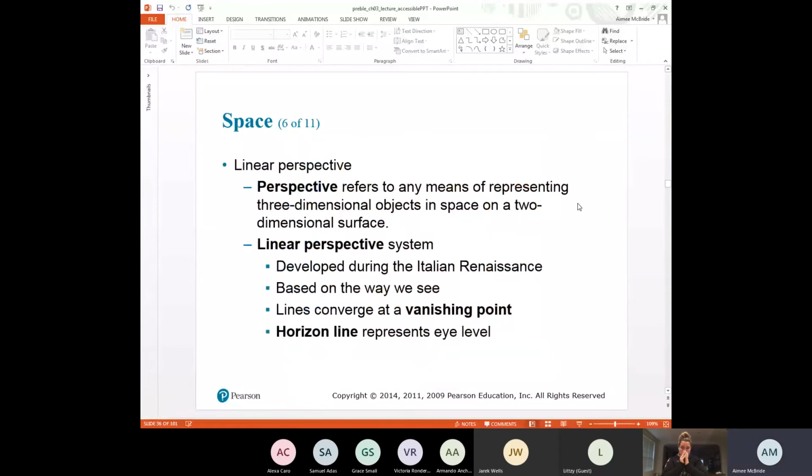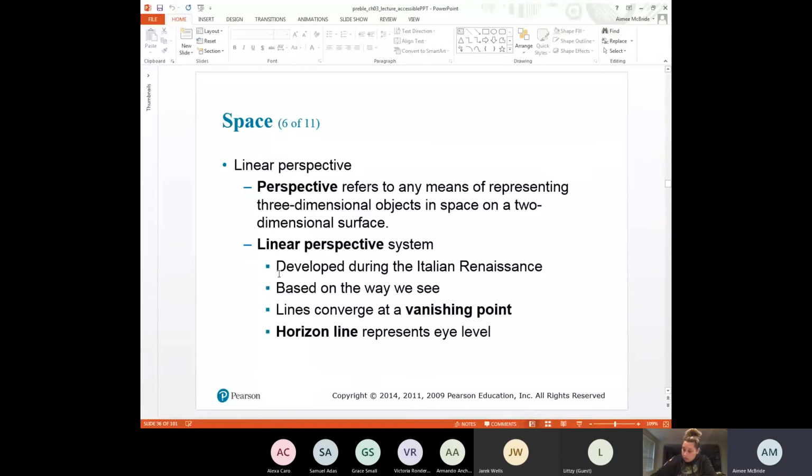So continuing the idea of trying to create a false sense of space within paintings, we're going to look at linear perspective and atmospheric perspective. So perspective means trying to make something look three-dimensional even though it's on a two-dimensional surface. And these are two tricks that a lot of artists will use to do that. Linear perspective is a system of perspective that was developed during the Italian Renaissance thanks to something called a camera obscura.